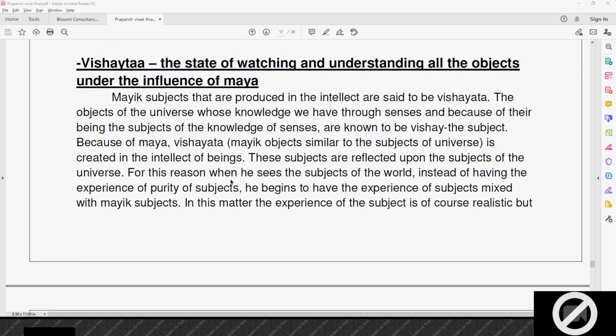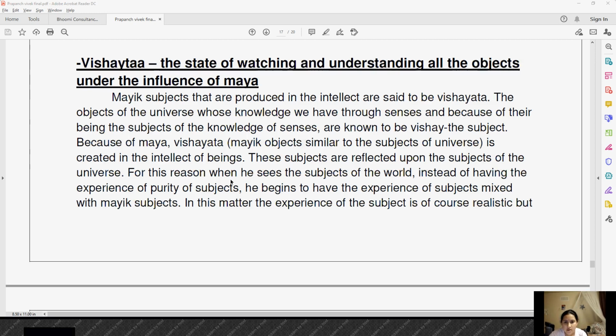Vishita. The state of watching and understanding all the objects under the influence of Maya. Mayic subjects that are produced in the intellect are said to be Vishita. The objects of the universe whose knowledge we have through the senses, because of their being the subjects of the knowledge of the senses, are known to be Vishita, the subject.